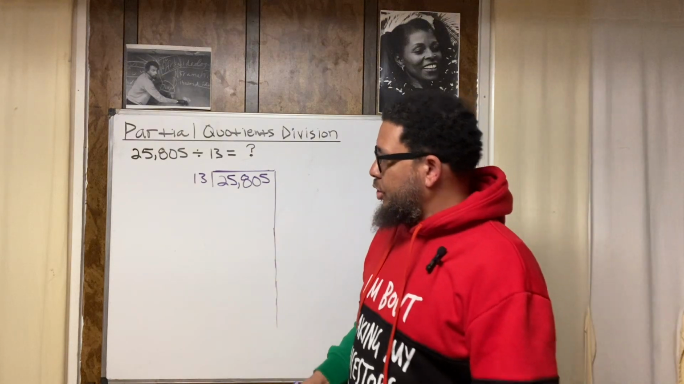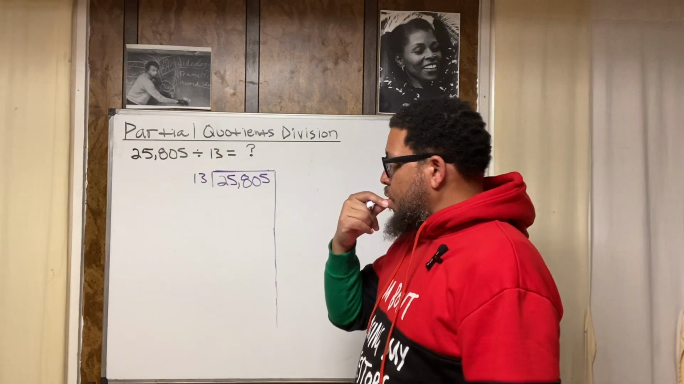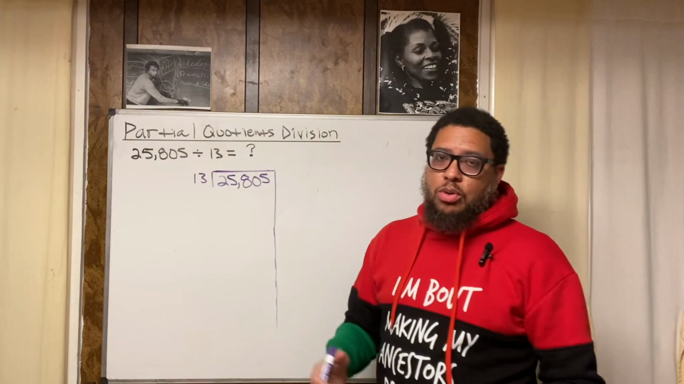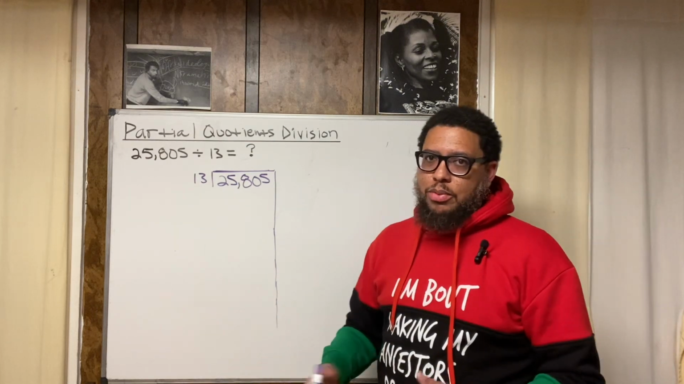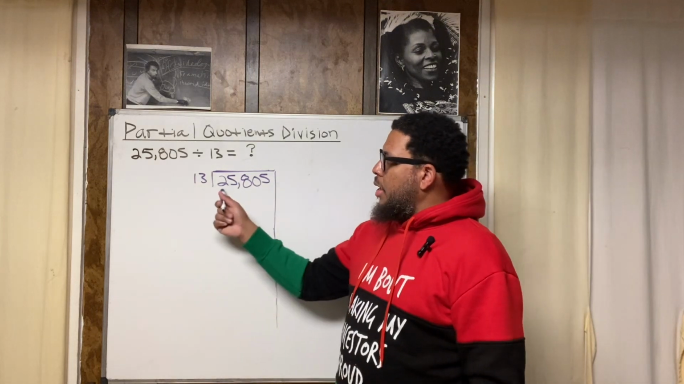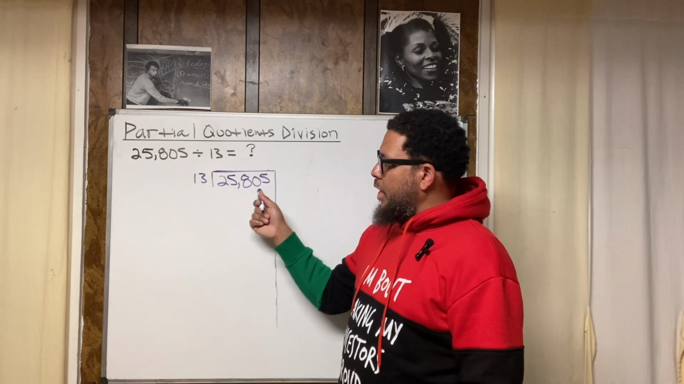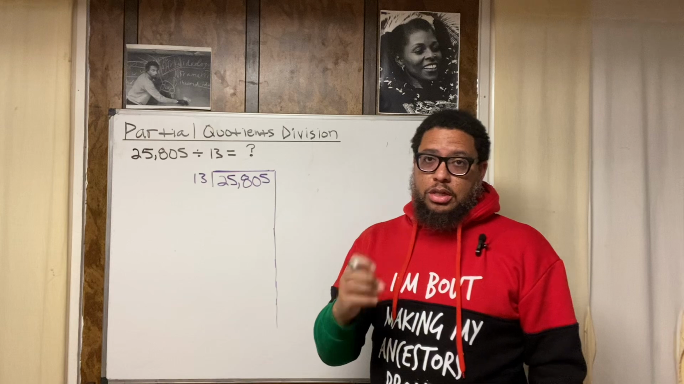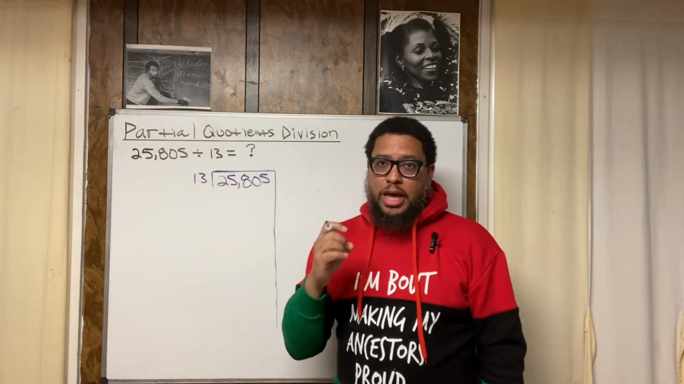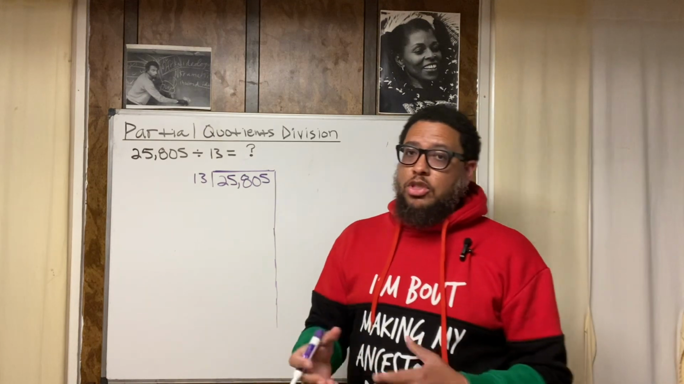All right, so what does that look like? Well, I like partial quotients for one reason, because it enables us to experiment and play around with different numbers. For example, I need a number that's less than 25,805, but that is also a multiple of 13. So we need to know what a multiple is. We need to know the math vocabulary. What is a multiple? A multiple is like a product.